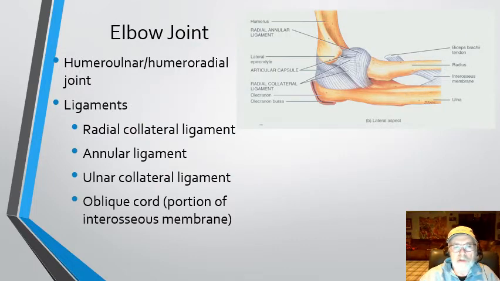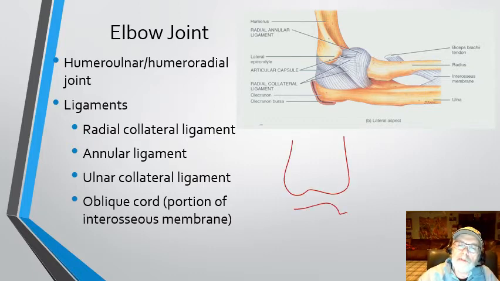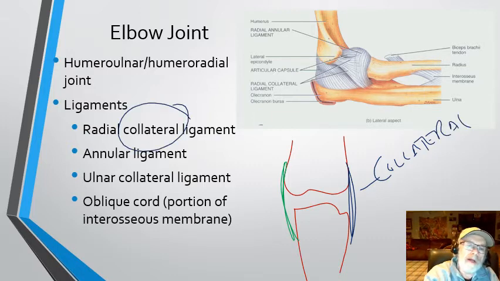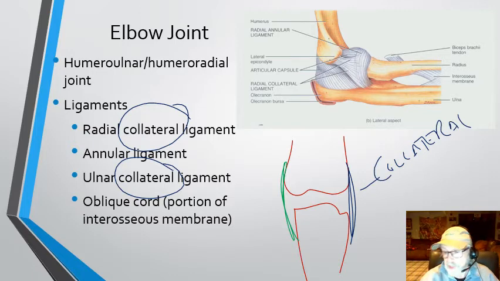If we look at the ligaments, there's not a whole lot that's really exciting in the ligaments of the elbow joint. If I have one bone that meets another bone down here, what happens is they have a ligament that comes on one side and a ligament that comes on the other side. And those are called collateral ligaments. The radial collateral ligament goes from the radius to the humerus on the lateral side. The ulnar collateral ligament goes from the ulna to the humerus on the medial side. That's about all there is to it.